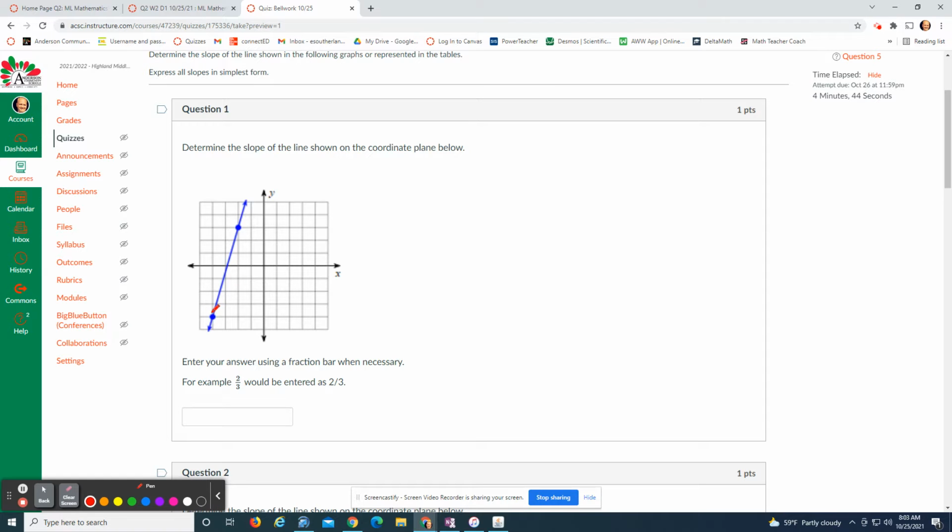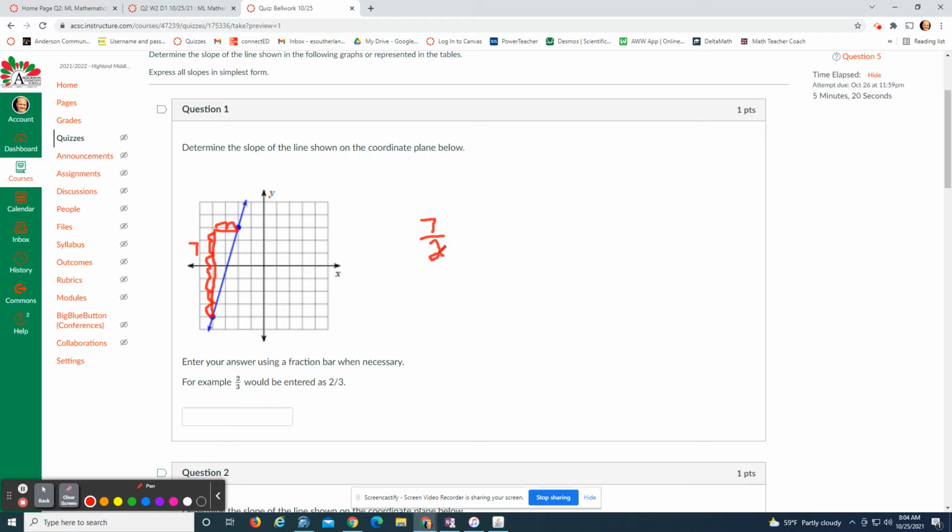So you're saying I should draw a triangle up and then across like this? Okay. So which one is going to be the rise, the up and down or the side to side? So 1, 2, 3, 4, 5, 6, 7. And what's the run? 2. So this slope is 7 over 2.